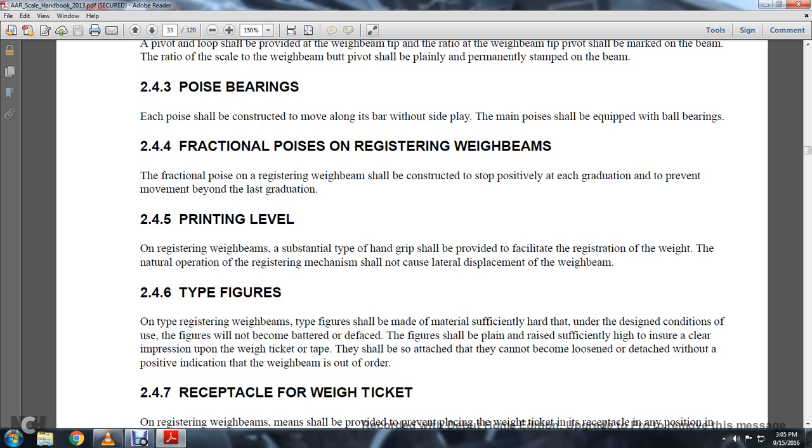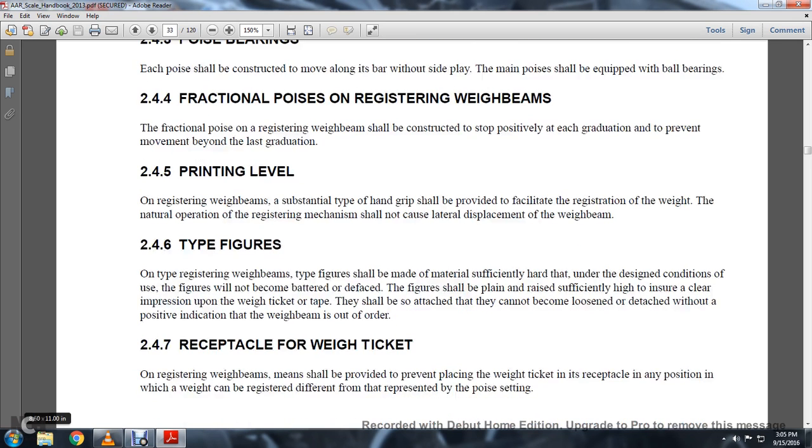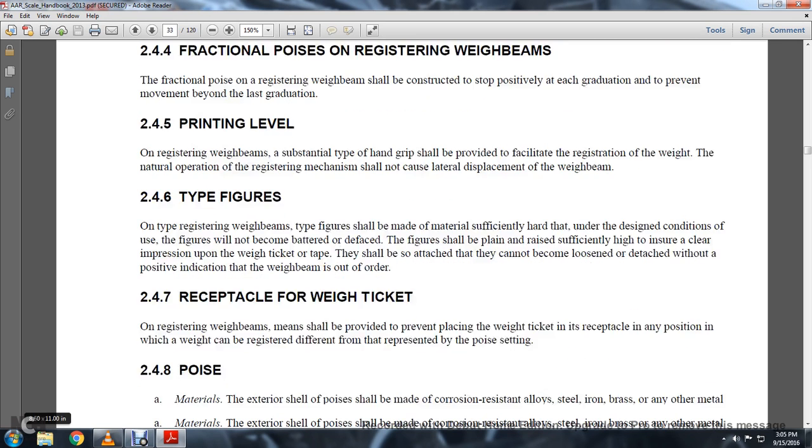2.4.6 The type of the figures. The type of the registration weigh beam. The type of the figures should be made of material sufficiently hard under the designated conditions, so the figures are not easy to deface. The figures shall be plain, raised, and sufficiently high to ensure a clear impression upon the weight ticket and tape. Those should be attached so that they cannot be loosened or detached without positive indication that the weigh beam is out of order.